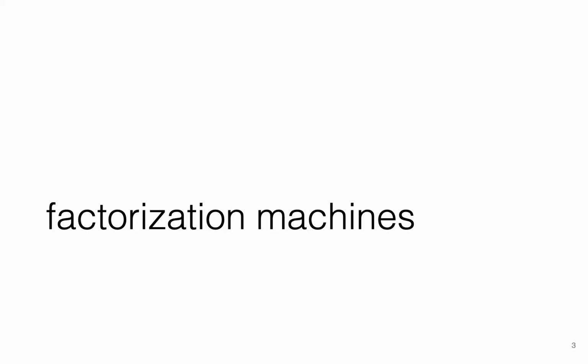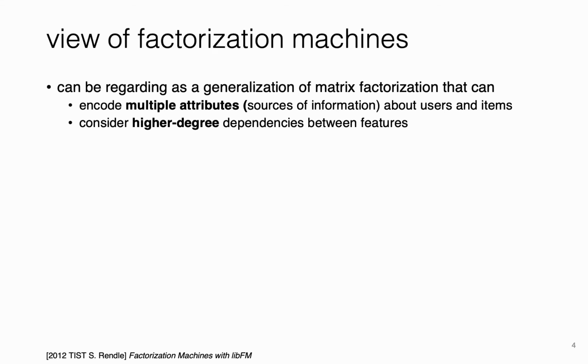We will discuss factorization machines and how they are related to matrix factorization. Factorization machines can be considered as an extension of matrix factorization techniques. They have the benefit that they can encode multiple attributes about users or items. That is, they can incorporate multiple sources of information besides the user-to-item feedback. Moreover, they can potentially capture higher degree dependencies between features. We will see this a bit later.